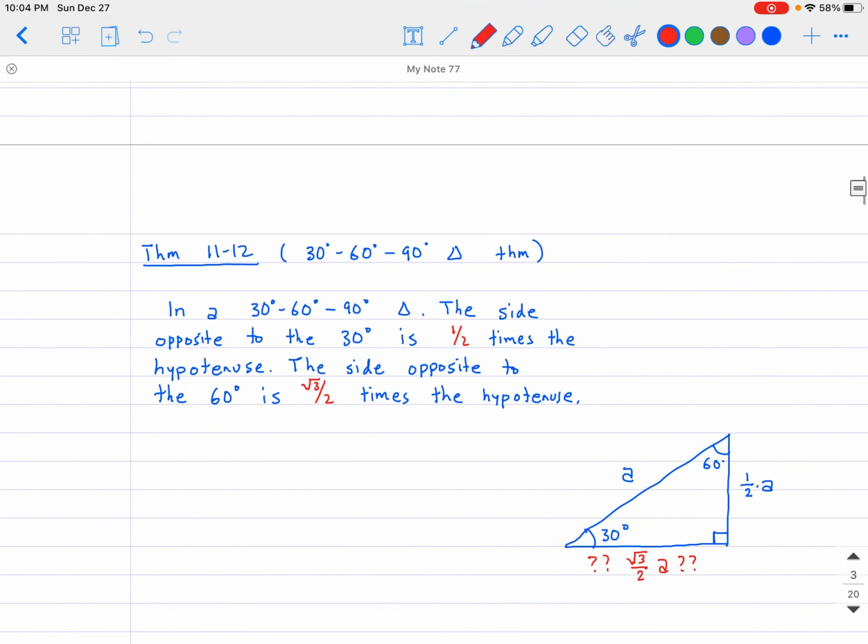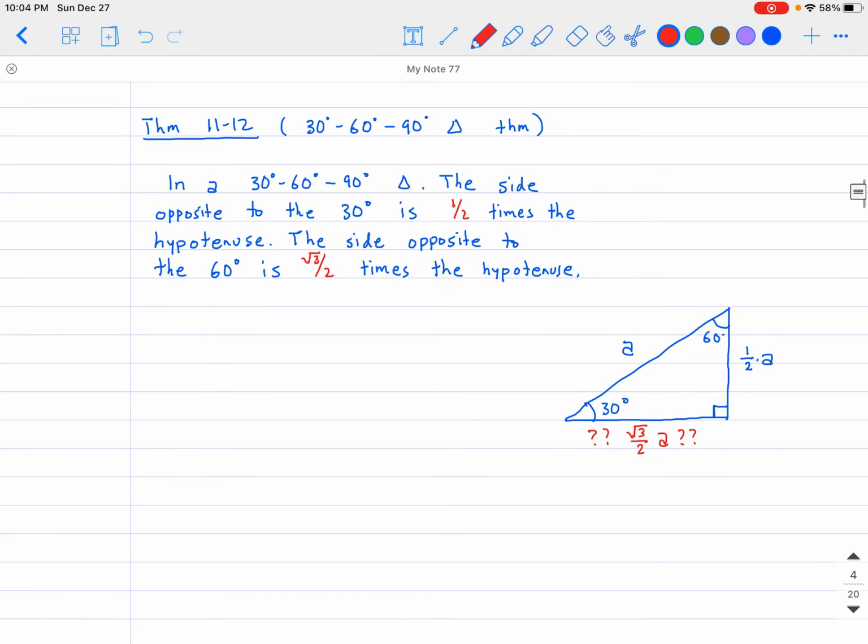Okay. Now, let's look at the last part of it. Okay, so this is going to be the last special case of right triangles. So this is the 30, 60, 90 triangle theorem. In this one, this is something that we kind of scratched the surface of at the end of last semester. So we're going to go a little bit further with this one.